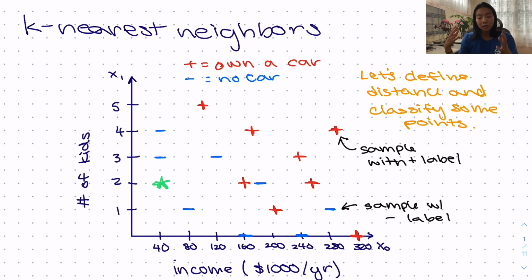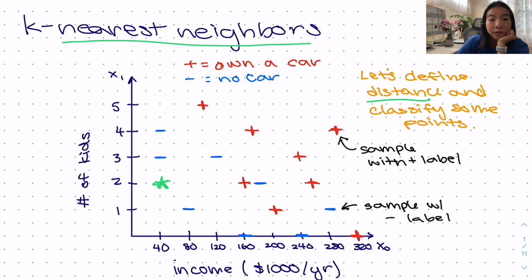Well, just logically looking at this plot, you might think, okay, it seems like they wouldn't have a car, right? Because that kind of matches the pattern of everybody else around them. So that's the whole concept of nearest neighbors: you look at what's around you, and then you take the label of the majority that's around you.